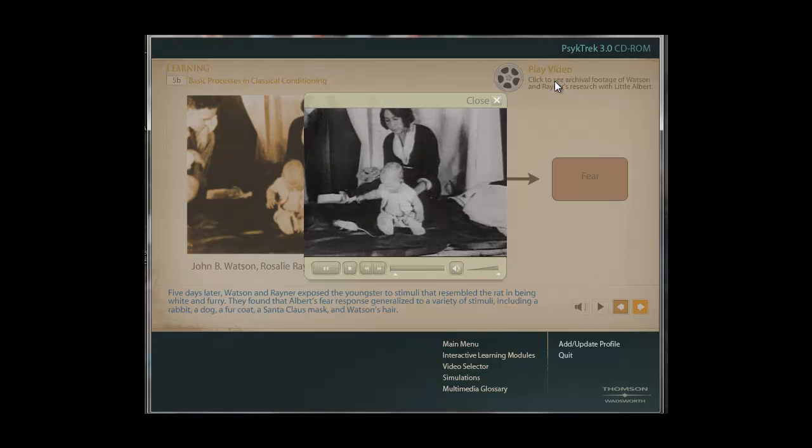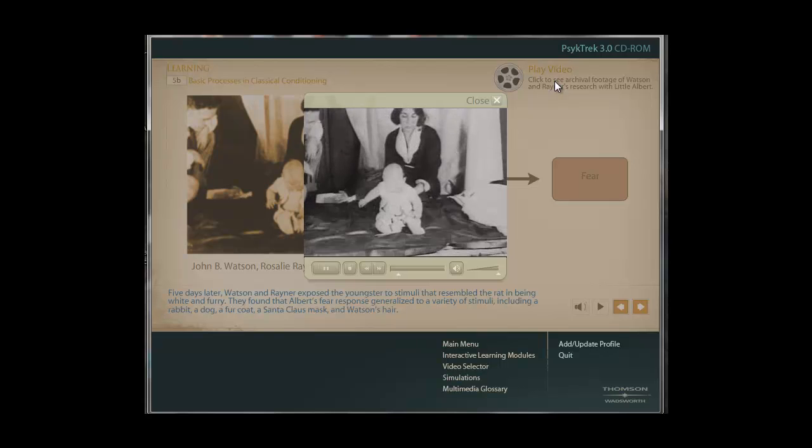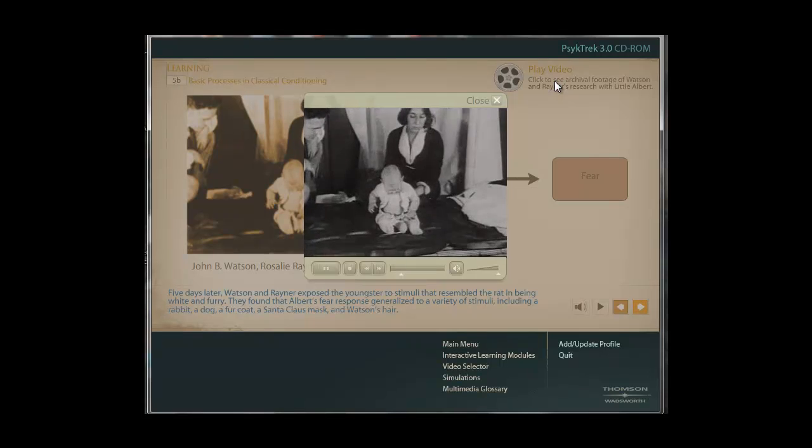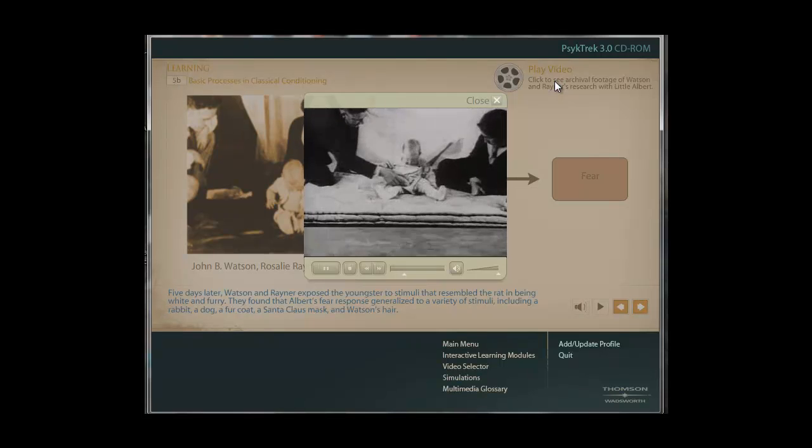Here is little Albert prior to conditioning. As you can see, he is not afraid of the rat. 5 days later, we see little Albert after his conditioning. His fear of the rat is readily apparent.